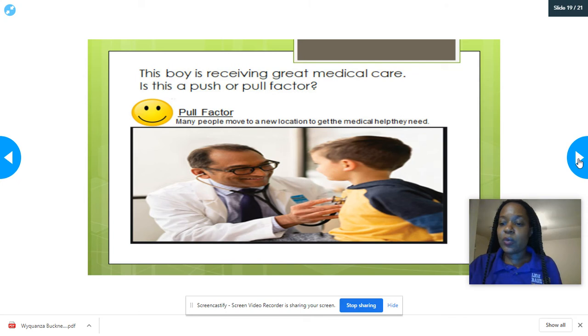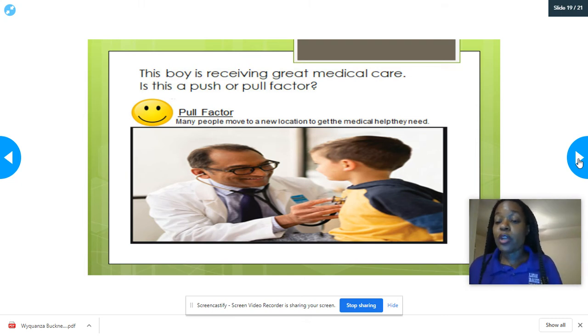And let's look at this one. This boy is receiving great medical care. Is that a push factor or a pull factor? To me, that's a pull factor. I want to be able to go to a doctor in a hospital or in a doctor's office and get great medical care. And some places, they don't even have a doctor's office.